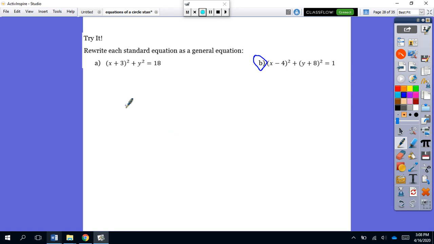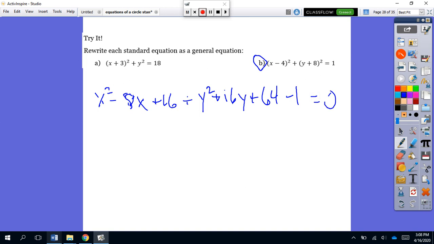Okay, so after you multiply it out, this is the same as the one we just did. So that was x squared minus 8x plus 16. And when you multiply (y plus 8) times (y plus 8), you should get y squared plus 16y plus 64. And I'm just going to subtract the 1 now. So now I can just rearrange.